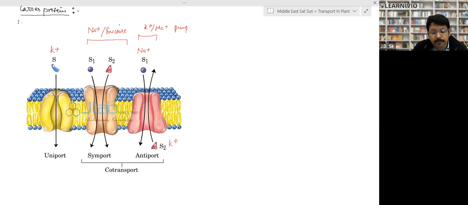This type of transport is called co-transport. It may be of two types.